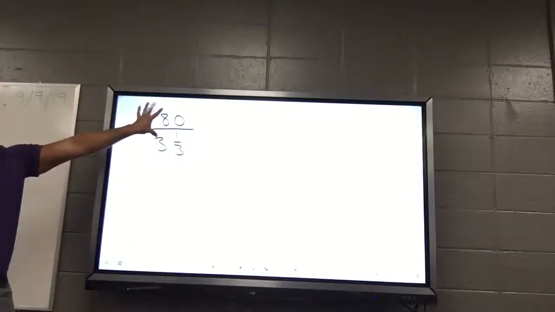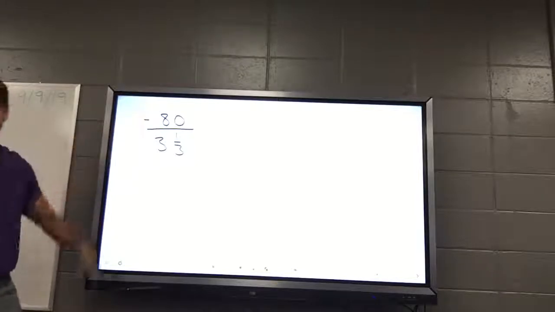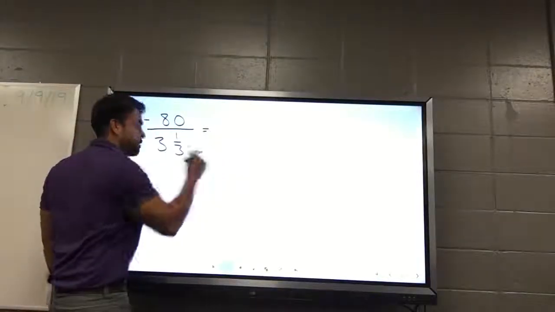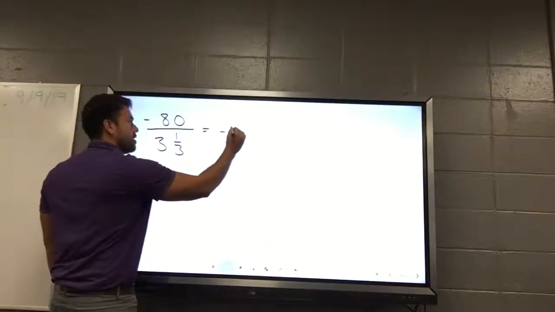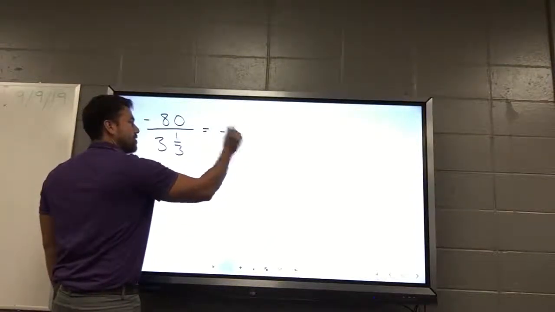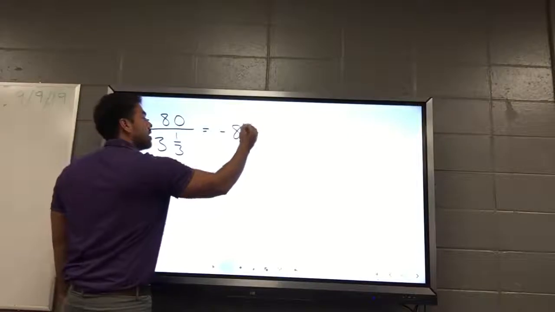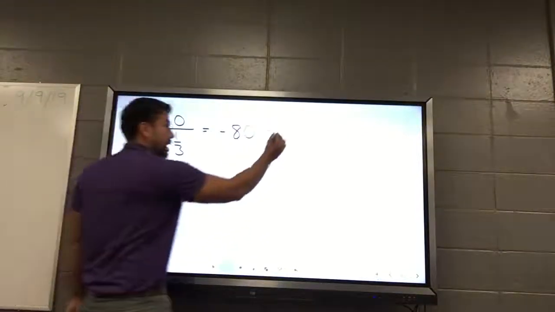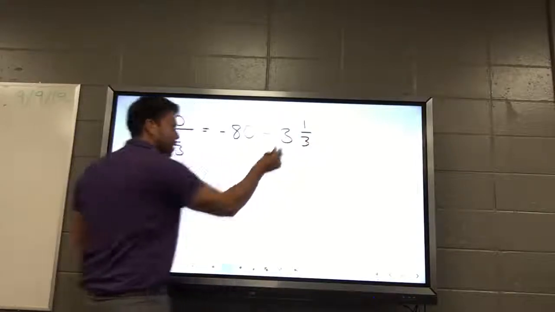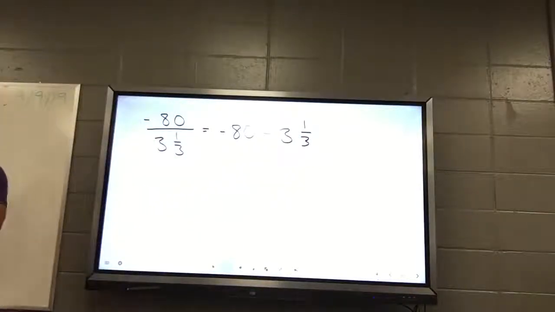What is it? What's the division problem? Chris, read it to me as a division problem. Negative 80 divided by 3 1/3. Yep, that's the problem. That's all you have to do. If you have a complex fraction with a number over a fraction or a mixed number, and you'll see the next problem, you just rewrite it.